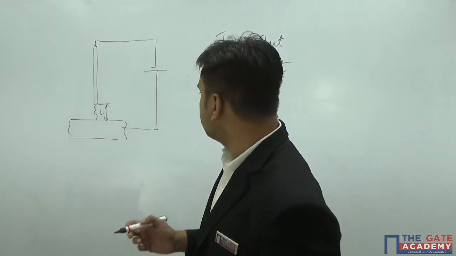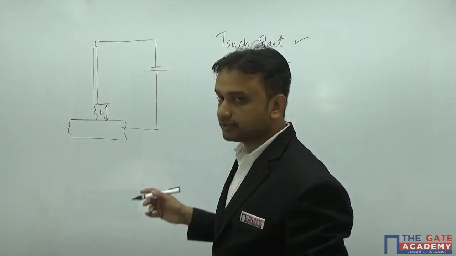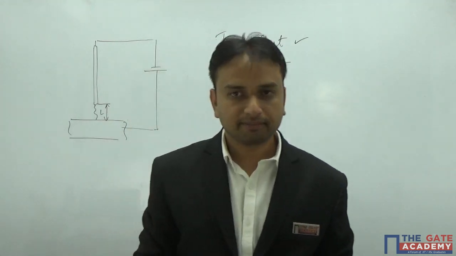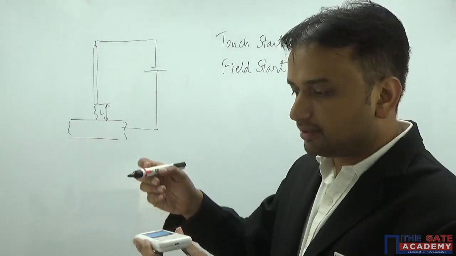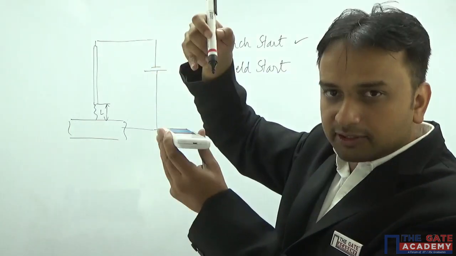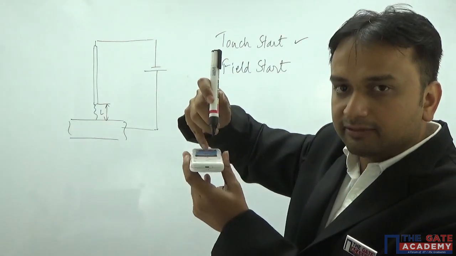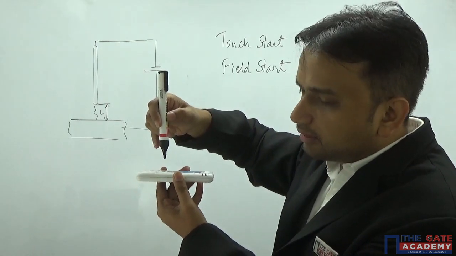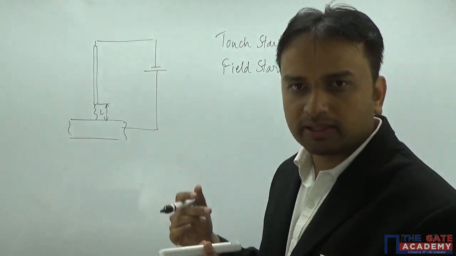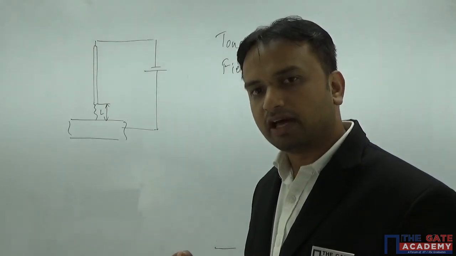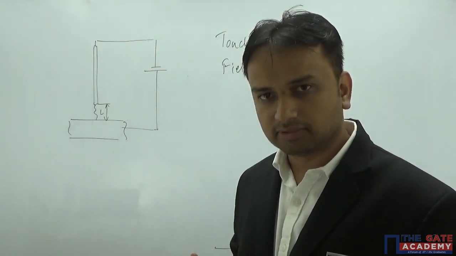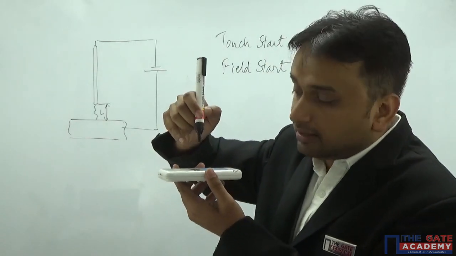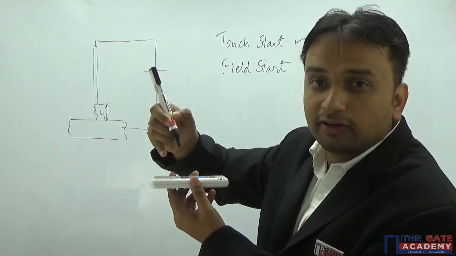The other technique is field start. Field start is basically used for automated machines. There will be an electrode and the workpiece, kept at a small distance away from each other, and a little bit of voltage will be applied. Nothing will happen actually. A little bit of voltage will not ionize the arc gap or the air column between them.